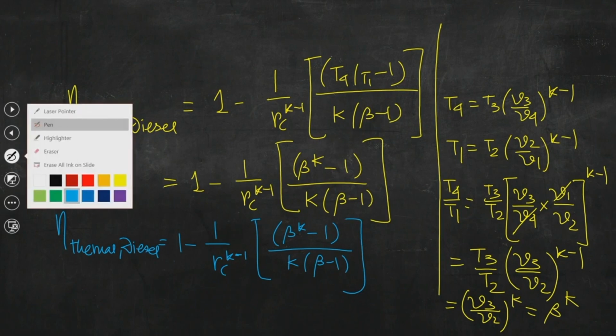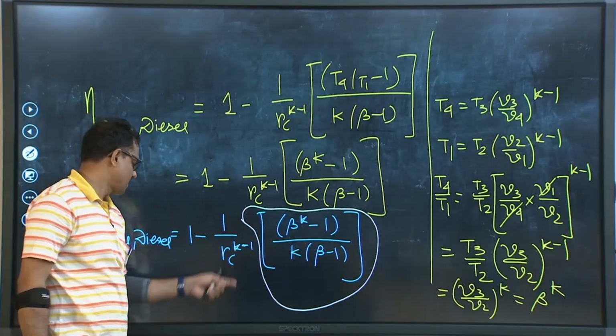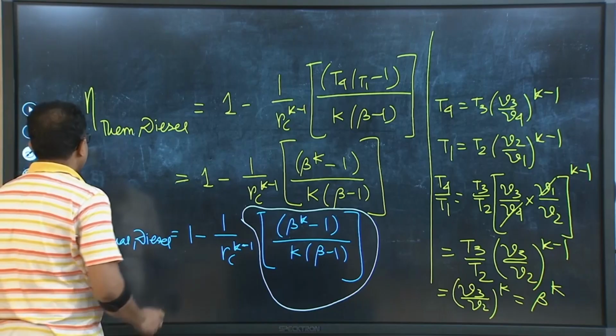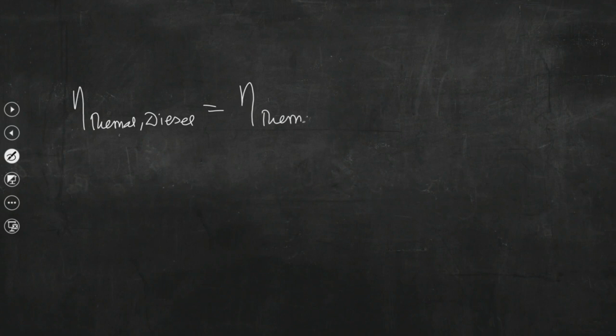Now, you know this term is an extra term. If we try to recall the thermal efficiency of Otto cycle, then we will find that the Otto cycle efficiency is 1 minus 1 upon RC power k minus 1. So, that means, if we go to the next slide, eta thermal diesel equal to eta thermal Otto into this extra term, that is beta power k minus 1 divided by k into beta minus 1.